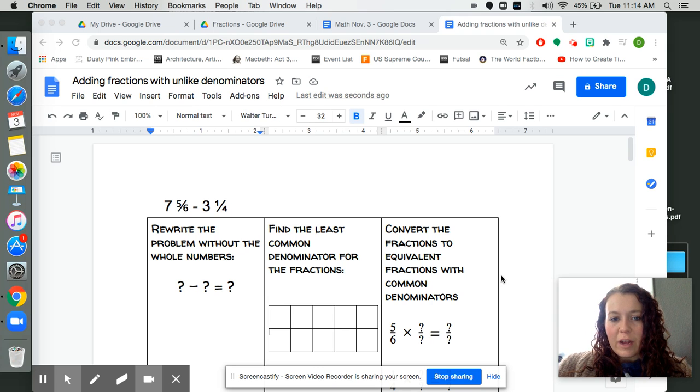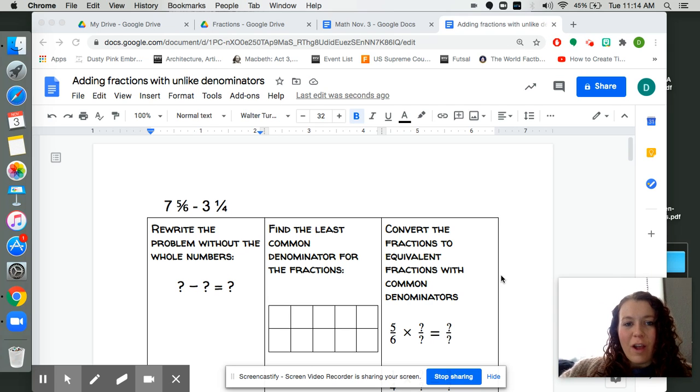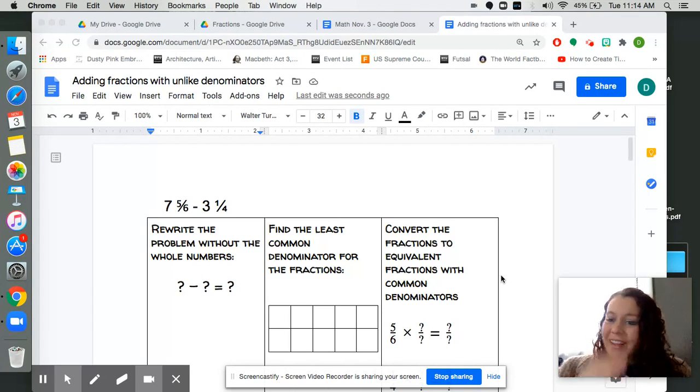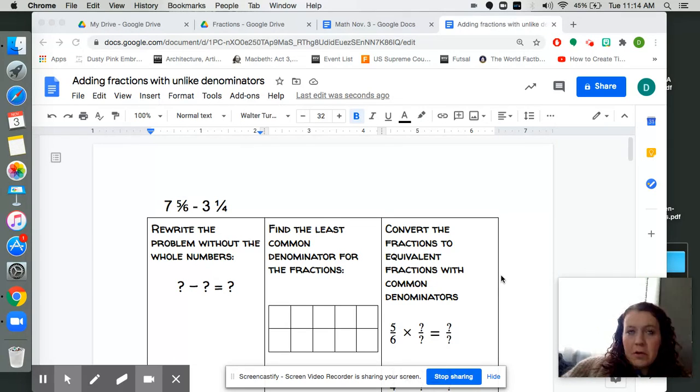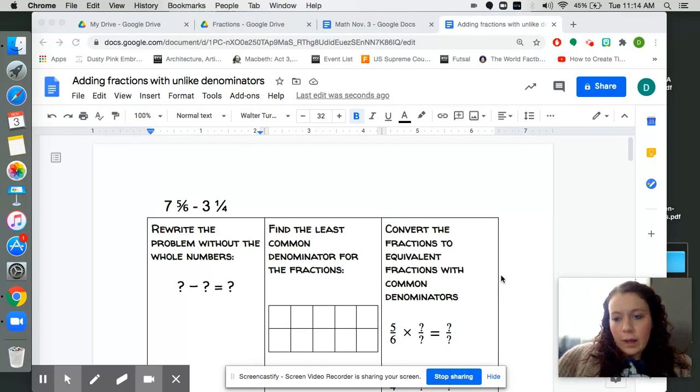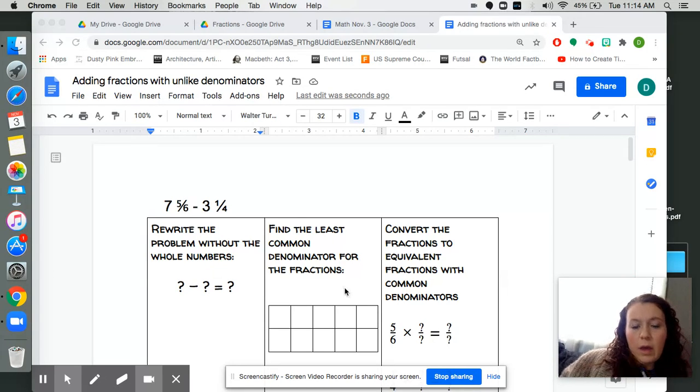All right, fifth graders, we're going to go over how to add and subtract fractions that are mixed numbers and they're unlike on the bottom. So, wow, we started this last week and it's just a couple more steps than what we did yesterday, but pretty much the same concept. So, the problem that I have here is 7 and 5/6 minus 3 and 1/4.